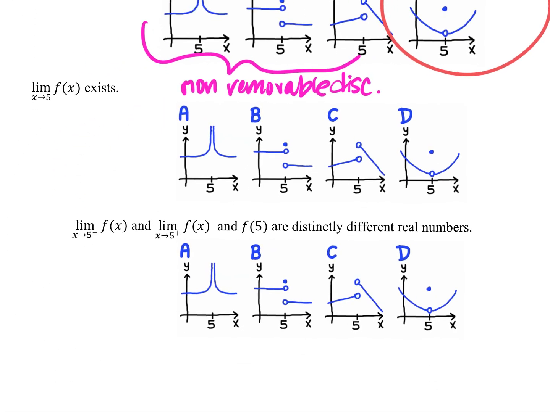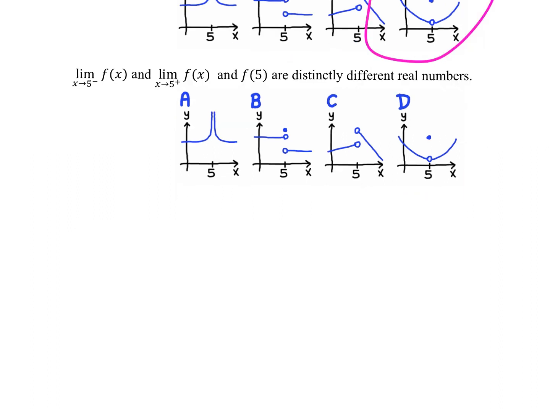This one says, hey, circle which one the limit exists on. Does the limit exist on A, B, C, or D? Only D, even though it's discontinuous. Okay, last one. It says, as I approach 5 from the left side and 5 from the right side, the limits and the function are distinctly different numbers.